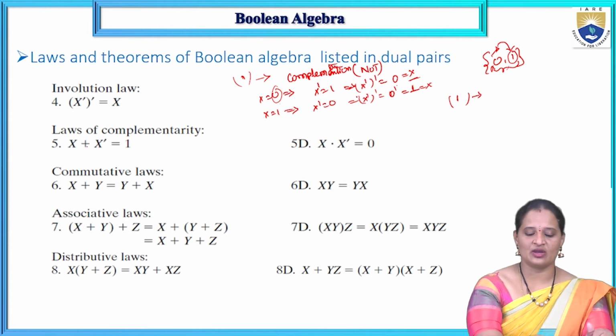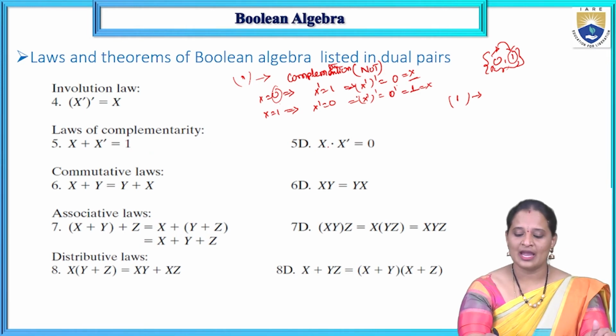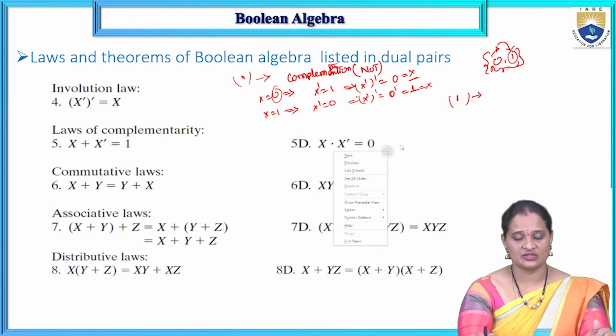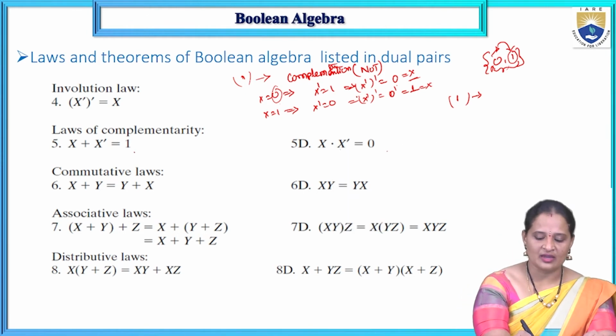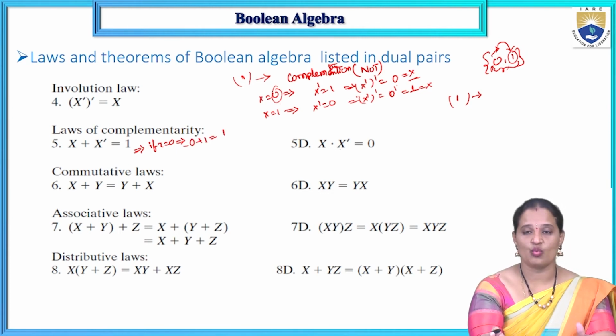So x plus x complement is equal to 1. This law states that x plus x complement is equal to 1 and x dot x complement is equal to 0. Now let us try to prove this one. If x is equal to 0, then x plus x complement is 0 plus x complement, which is 1. 0 plus 1 is 1.